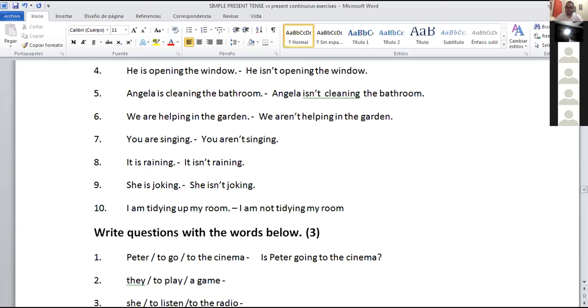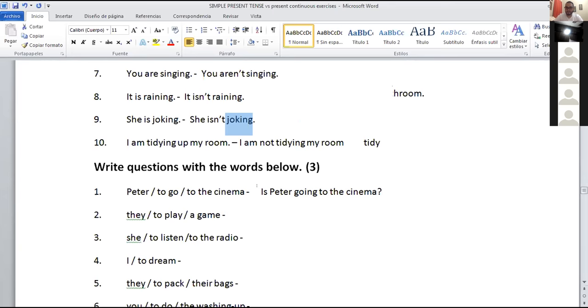Only tidy. Tidy means ordenar. Clean and organize. Limpiar y organizar, ordenar. Okay? What is the meaning of joking? Joke, bromear. Bromeando, ajá, she isn't joking, ella no está bromeando. Okay, now, let's check the list again, okay?